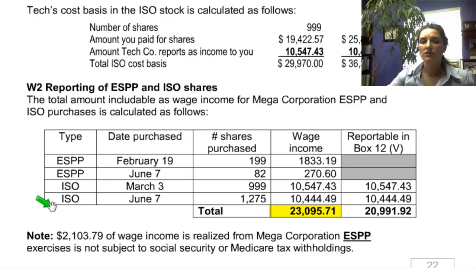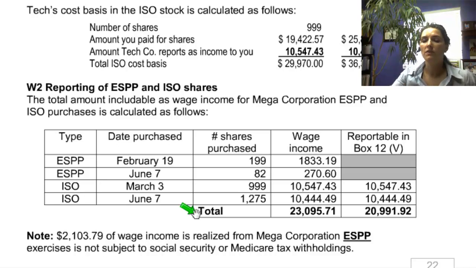Because only two of the four transactions are ISOs, that is incentive stock option plans, those are the amounts that will also get reported in box 12 with a code V next to them. So we should be seeing a code V in box 12 for $20,991.92. Now the thing is that on this total here of $23,095.71, box 1 is going to include this number, but there's nowhere on the W-2 that it has this number printed by itself.